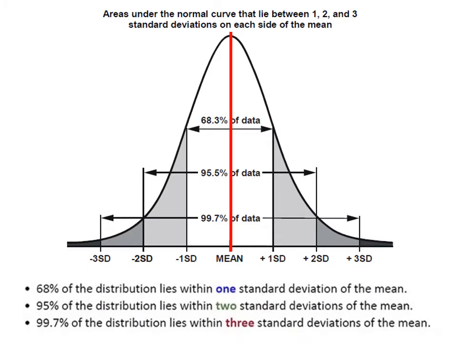of the population. So 68% of the distribution lies within one standard deviation, 95% of the distribution lies within two standard deviations of the mean, while 99.7% of the distribution lies within three standard deviations of the mean.